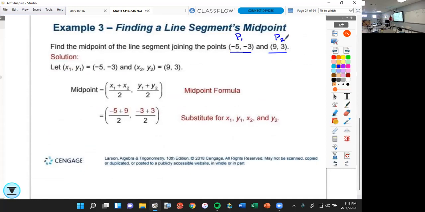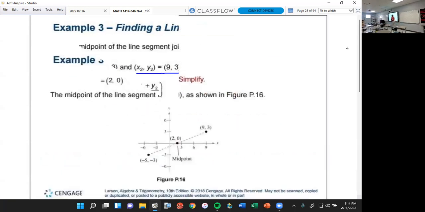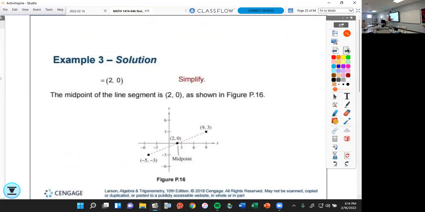By doing so, just like in the last problem, we have identified our x1, y1 values, as well as our x2, y2 values. So to find the midpoint, I need the middle of the x values, the middle of the y values. My x values are -5 and 9, so I'm going to add those together, then divide by 2. My y values are -3 and 3, and I'll divide that by 2. So right there, all we've done is substituted. Next, we will simplify.